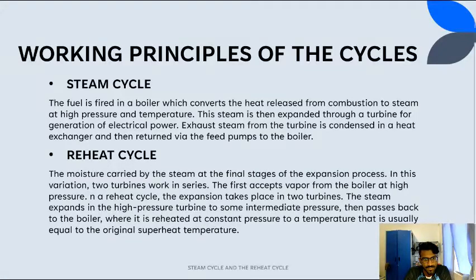In this variation, two turbines work in series. The first accepts vapor from the boiler at a high pressure. The expansion takes place in two turbines. The steam expands in the high pressure turbine at some intermediate pressure, then passes back to the boiler, where it is reheated at a constant pressure to a temperature that is usually equal to the original superheat temperature.